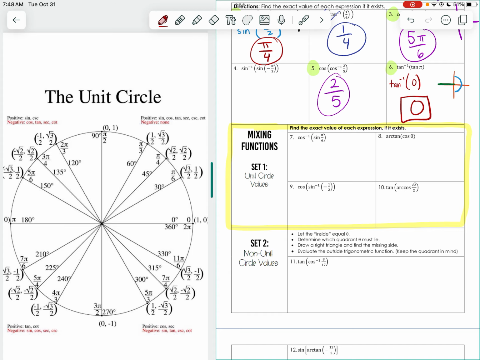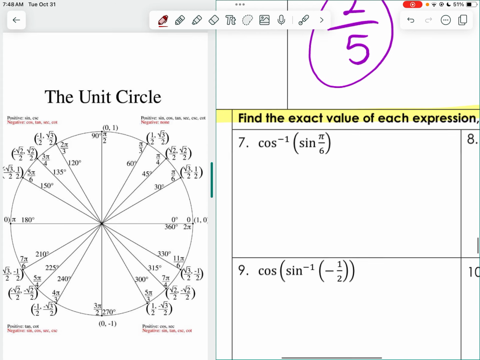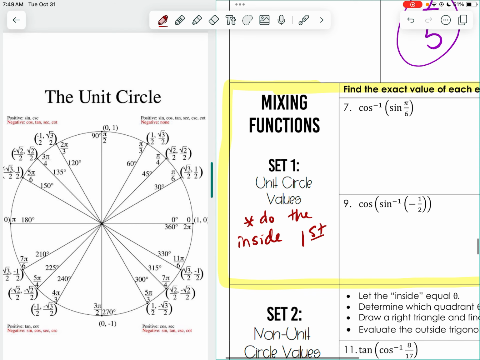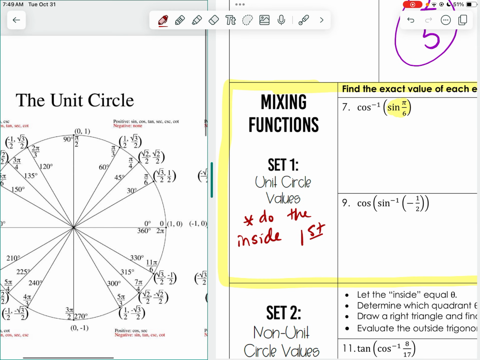All right, so let's do the first one here. So notice that this is not the same function. So you have inverse cosine of sine of pi over 6. So typically with these, we always want to do the inside first. Okay, so on number 7, I'm going to look at the inside function, so sine of pi over 6. So I'm going to look at my unit circle, or whatever you have. Think about your quadrants, your reference angles, however you want to do that. So sine of pi over 6, that's the y value, so that is 1/2.